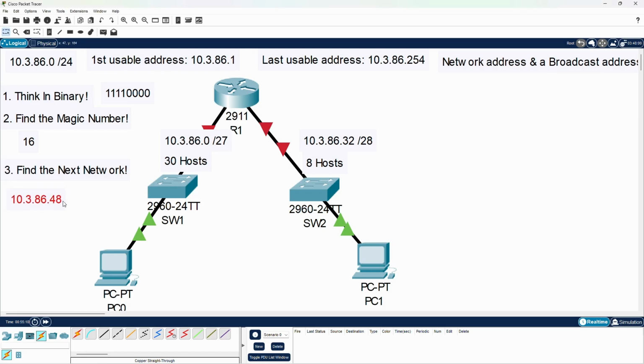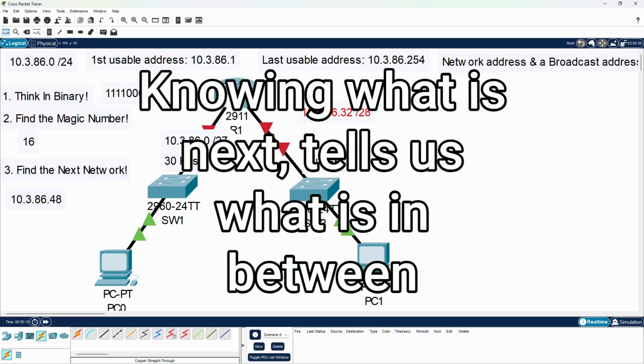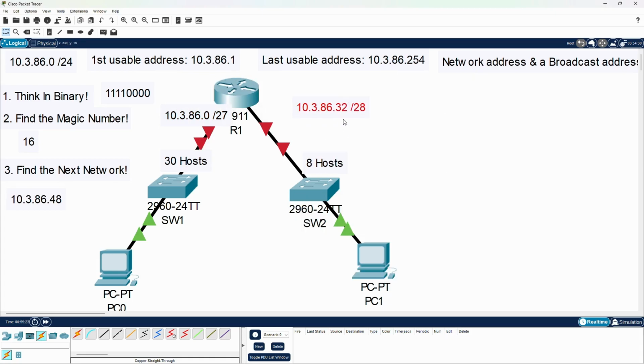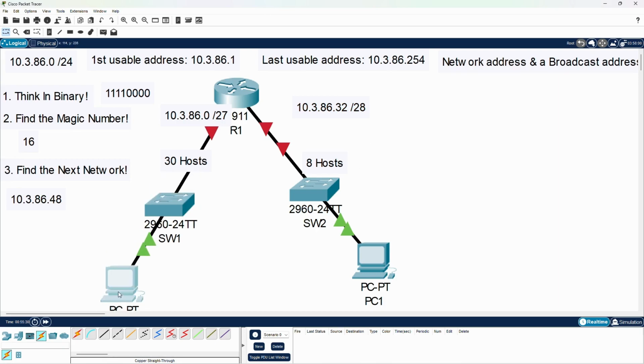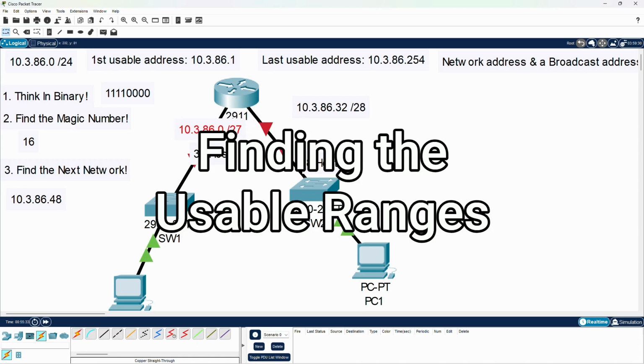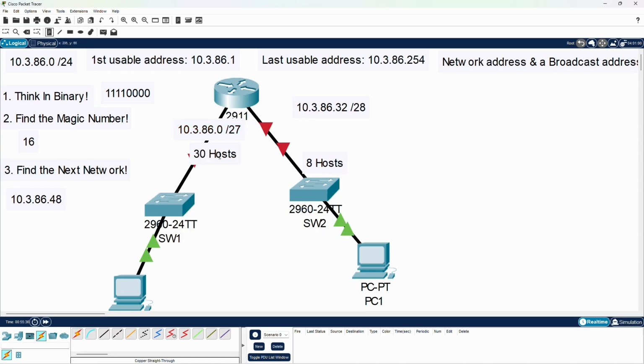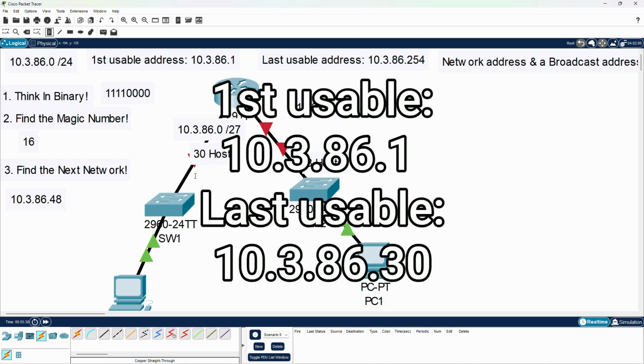We're not using this network in this particular lesson because we only needed these two. But knowing what's next tells us what's in between. I can tell you what's the first assignable here, and what's the last assignable. So let's do that, and that'll be the final thing we do in this video. I'll start back here since we didn't do that here. If I'm looking at this network, what's the first assignable or first usable? Let's start using the term usable to keep it consistent, but you can also consider it assignable.